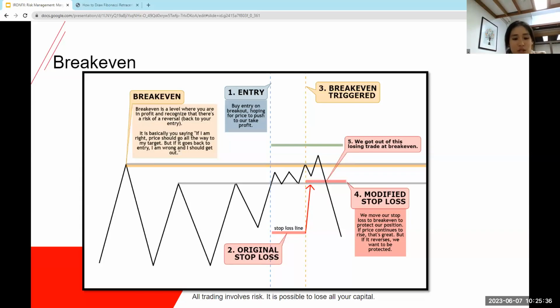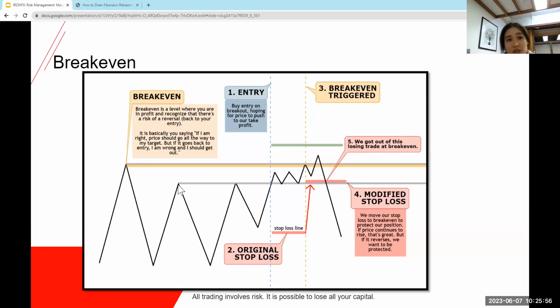Okay, so now we're talking about break even. So it's basically a level where you are in profit and recognize that there is a risk of reversal. So here we have an entry at the breakout of the multiple swing high resistance level. So let's take a look at this example here.